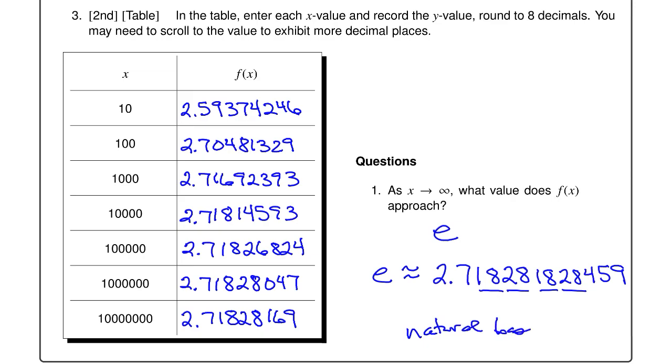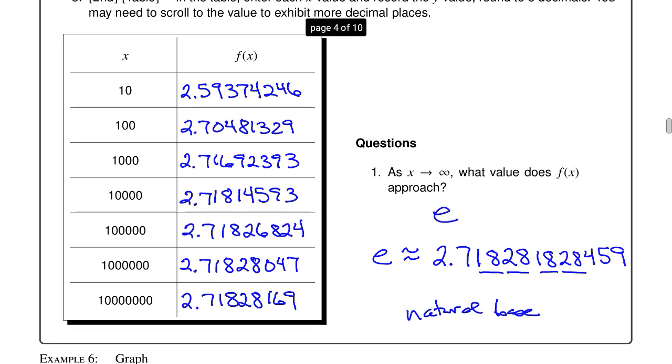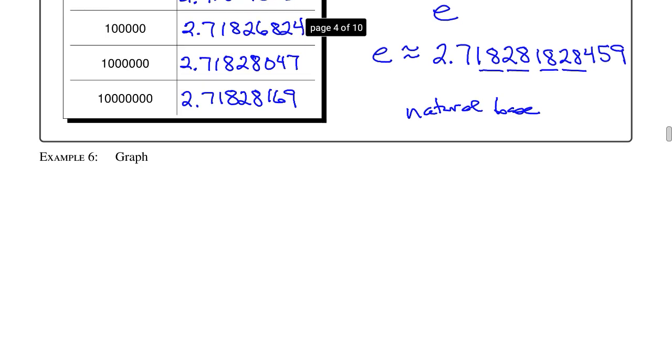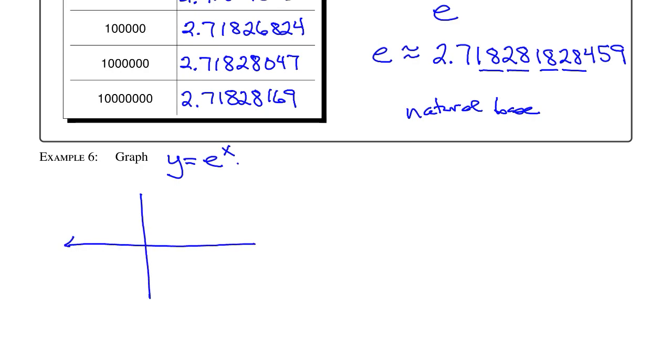The natural base. And this is the number that sort of controls growth rates in nature and is very easy to work with in precalculus and calculus and so forth. Let's take a look at example 6, and it says graph. I didn't want to tell you what to graph because I didn't want to give away the answer, but what you're graphing here is y equals e to the x. So e is approximately 2.7. That makes e bigger than 1, so this is the exponential function. It'll look something like this.